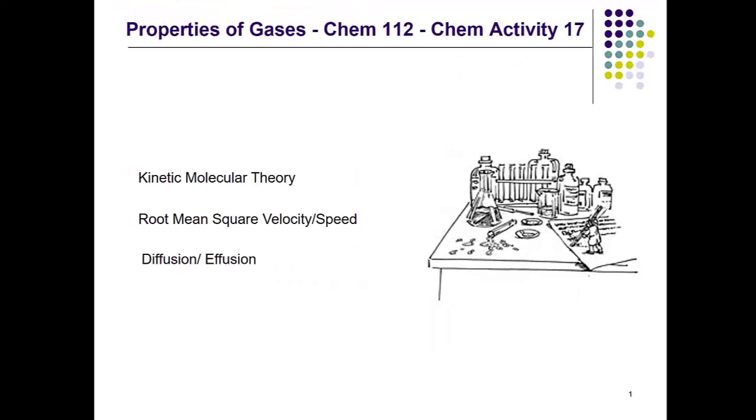In chem activity number 7 and the corresponding video as well as live sessions, we will revisit the kinetic molecular theory. The reason I say revisit is because we saw some of its tenets in the early videos concerning gases, where we explored the properties of different states of matter. We'll be looking at root mean square velocity or speed.